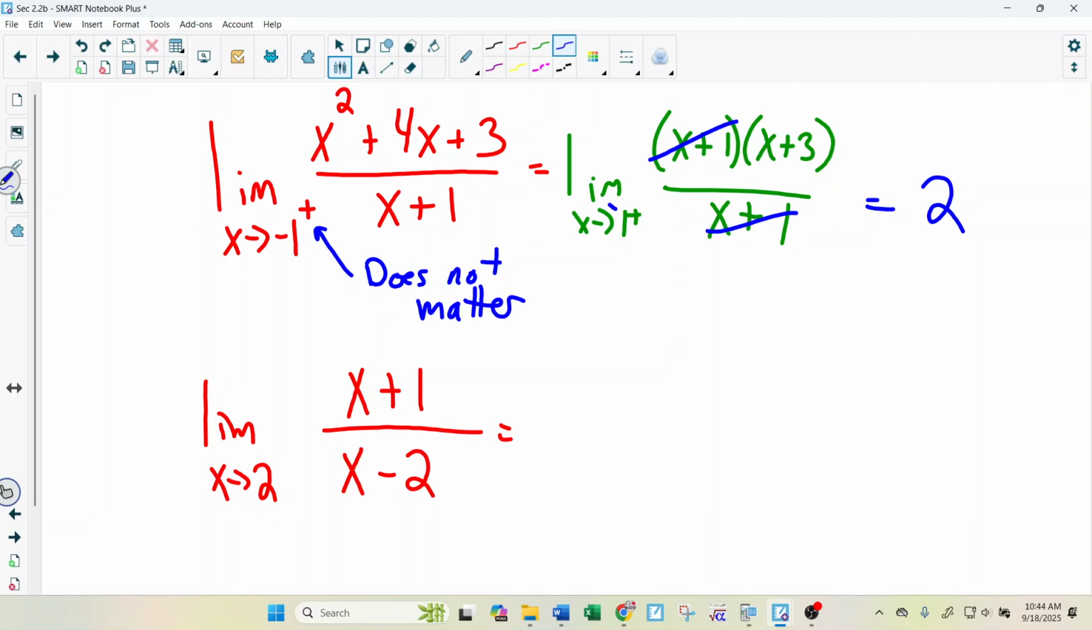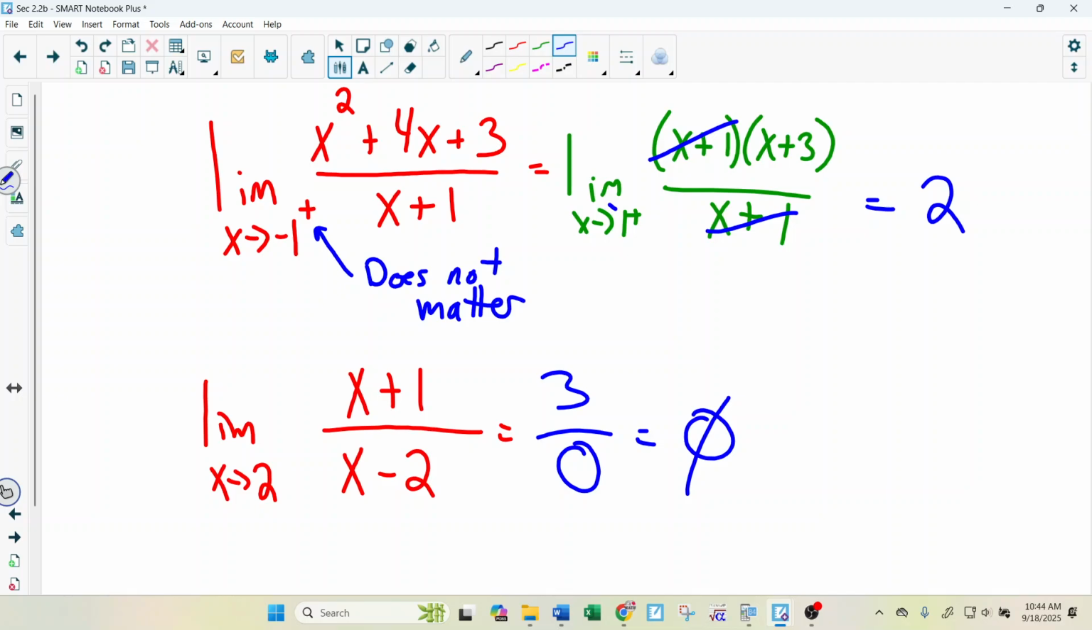What about the second one? On the second one, when you plug in 2, you get 0 on the bottom, 3 on the top. So what about the bottom? Is it from the right or from the left? So is it a positive 0 or a negative 0? You don't know. So if it was positive, you'd have a positive 0 go to infinity. If it was from the left, you'd have a negative 0 go to negative infinity. So if the left and right are not the same, what happens at 2? It does not exist. Okay.